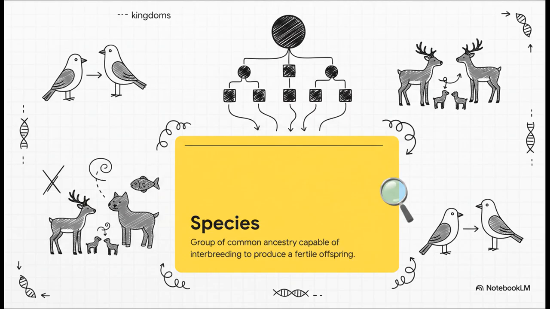And you definitely want to lock this definition into your memory. A species isn't just a bunch of animals that happen to look alike. It's a group of individuals with common ancestry that closely resemble each other. And here is the absolutely crucial part. They are normally capable of interbreeding to produce fertile offspring. That fertile offspring bit, that is the ultimate biological line in the sand separating one species from another.